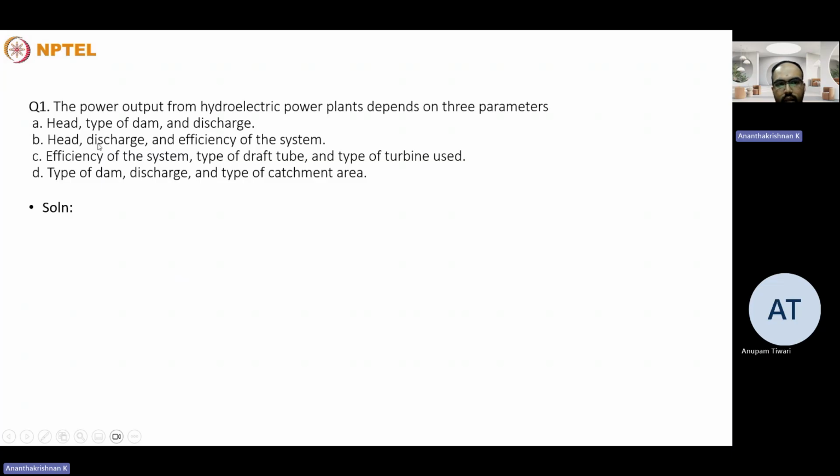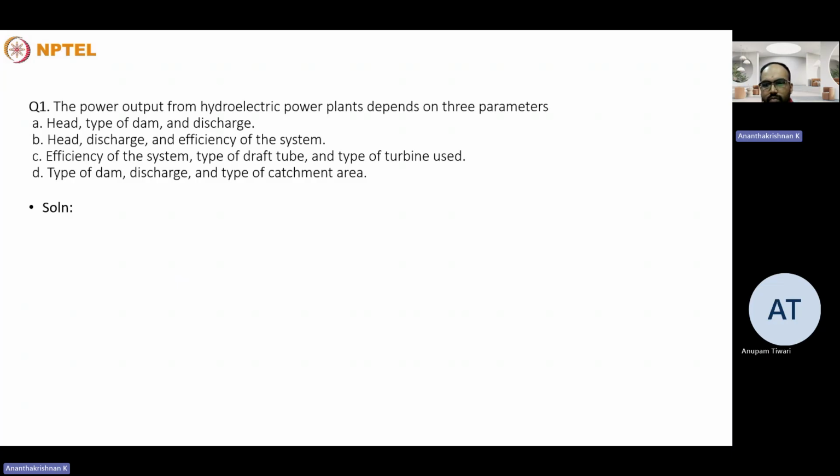Obviously, head and discharge are correlated to each other. A higher head means higher discharge. Certain types of turbines need higher head, like the impulse turbines require higher heads compared to the reaction turbines, where pressure is also a part which produces power in addition to the head required for the turbine. So head, discharge, and efficiency, all the three are considered while calculating the power output from the hydroelectric power plants. Type of dam? No, I don't think so. Because ultimately the only thing that has to be taken into account is head only.